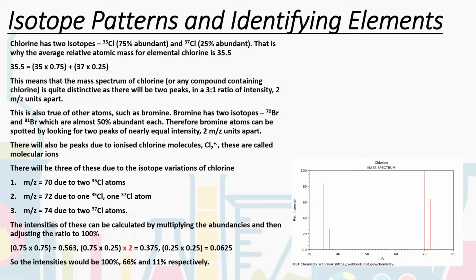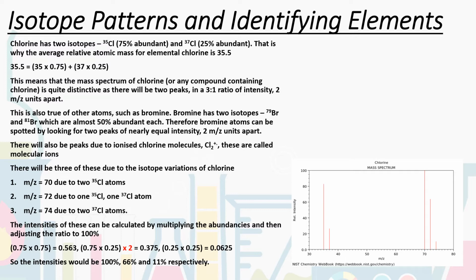Now, we can use these isotope patterns from the mass spectra that we get out for our elements, and this can help us identify the elements that we have. So, as we've just said, chlorine has 2 isotopes, 35 chlorine, which is 75% abundant, and 37 chlorine, 25% abundant. And so, as we've just said on the previous slide, that's why we have our relative atomic mass for elemental chlorine to be 35.5, because we do 35 times 0.75 plus 37 times 0.25, and so this weighted average comes out to be 35.5.